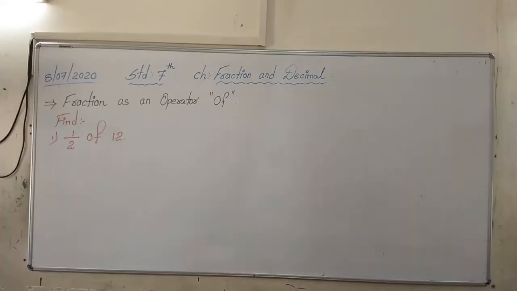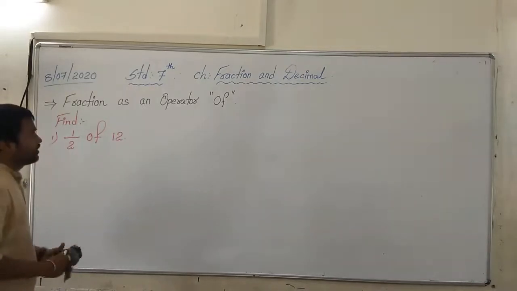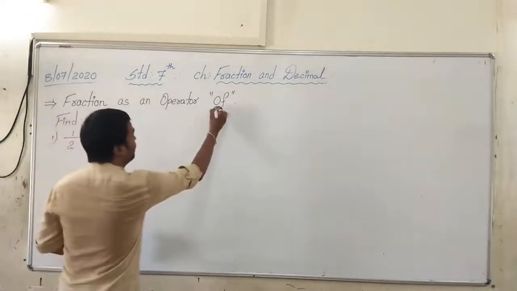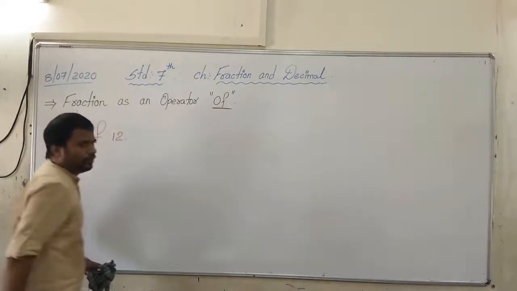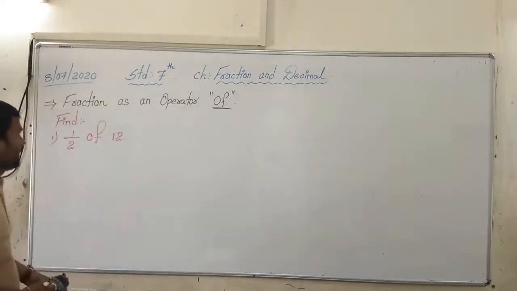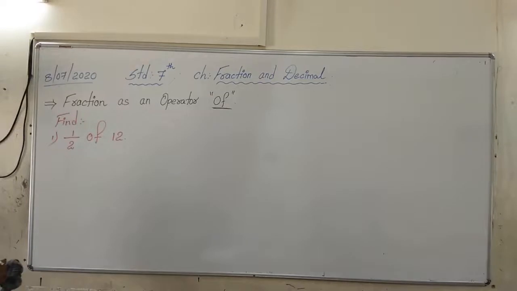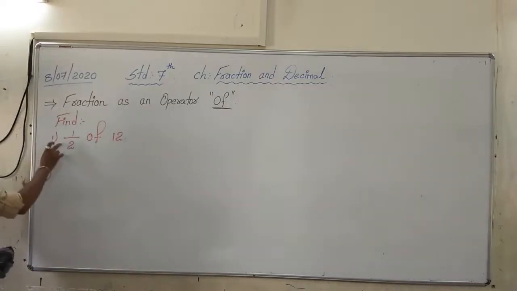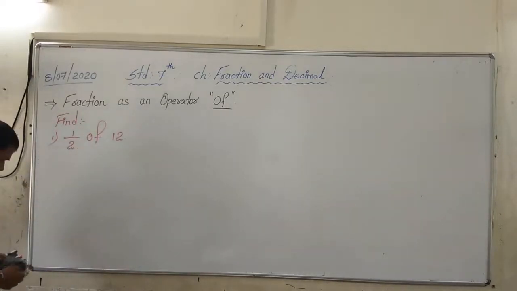Stop. Next topic, that is fraction as an operator of. Now between two fractions, of will be given to you, and how to solve that type of fraction. Let's see one by one. First one, half of 12. Half of 12 means what?